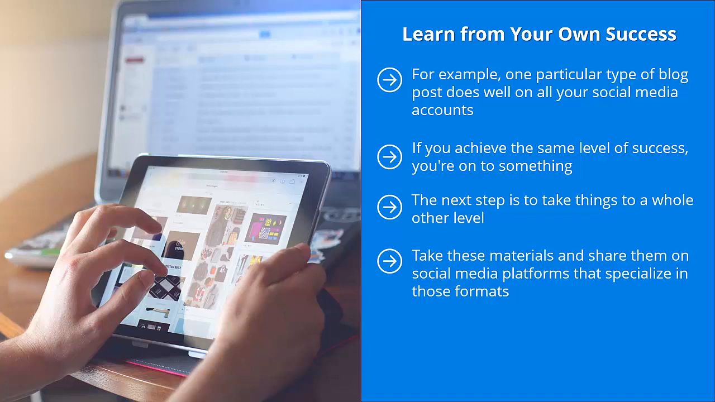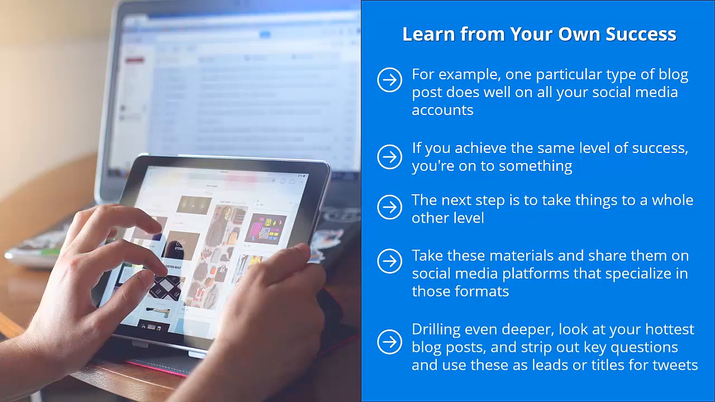For example, for blog post URLs, share them on Twitter and Facebook. For videos, share them on YouTube. For diagrams and infographics, share them on Pinterest. Drilling even deeper, look at your hottest blog posts and strip out key questions and use these as leads or titles for tweets. Tweet the same content several times over the course of a week. Of course, don't drop it all in one hour, but space them out. Still, when you use the right questions, you become very visible on Twitter.